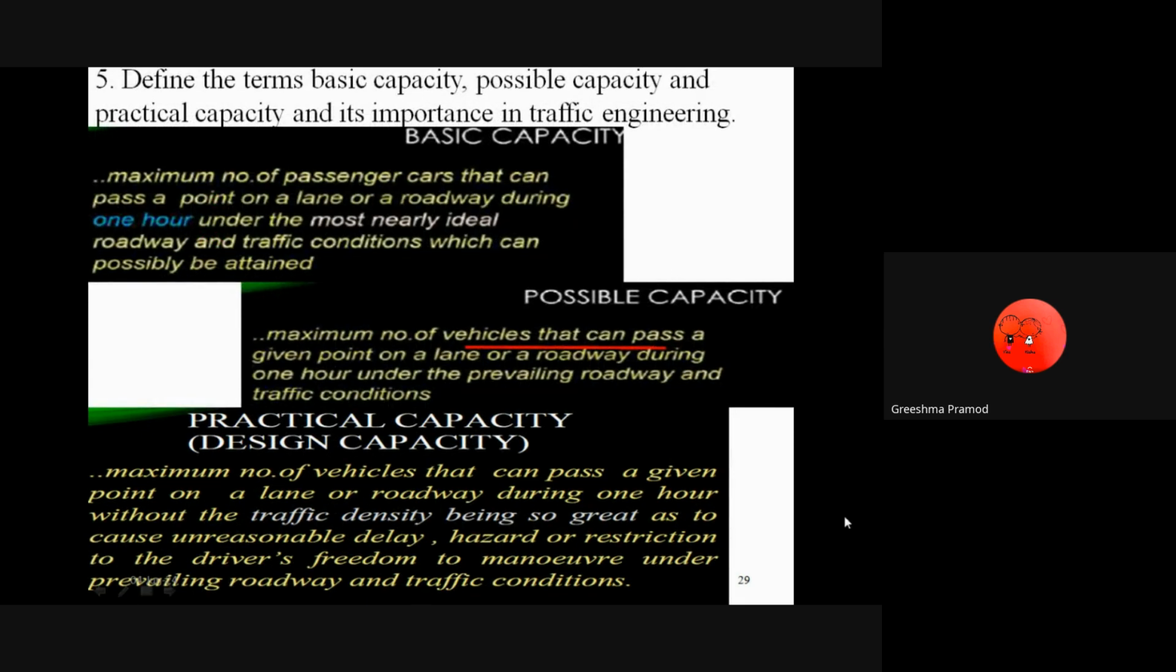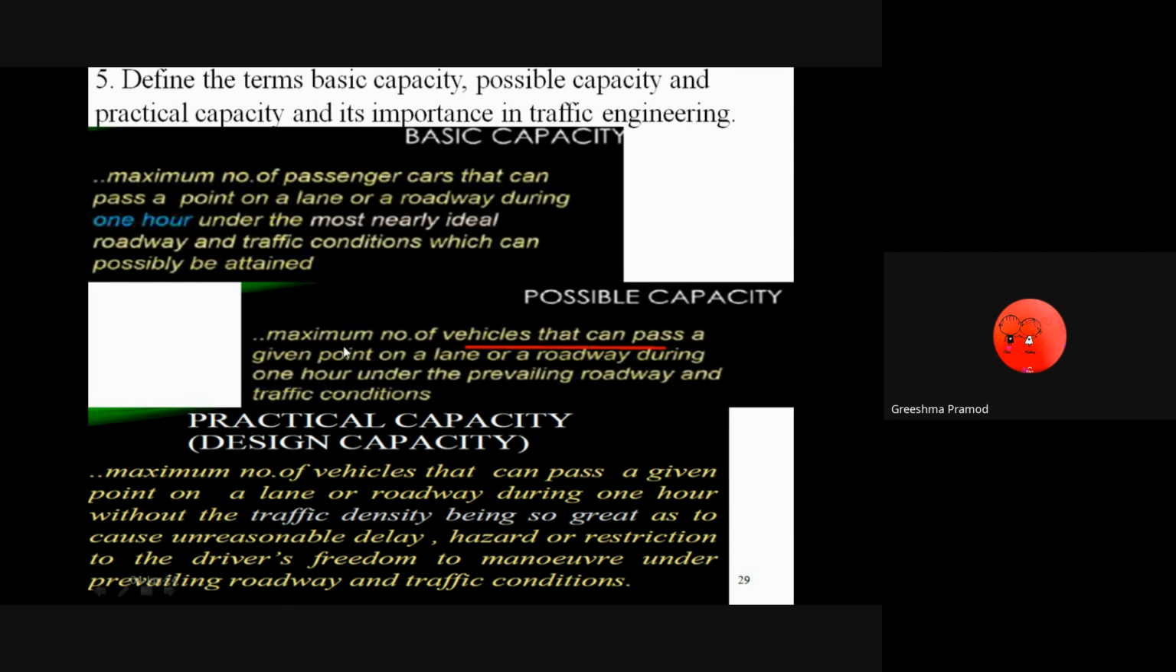Now, define the terms basic capacity, possible capacity, and practical capacity and their importance in traffic engineering. Basic capacity is the maximum number of passenger cars that can pass a point on a lane or a roadway during 1 hour under the most nearly ideal roadway and traffic conditions which can possibly be achieved. That is basic capacity.